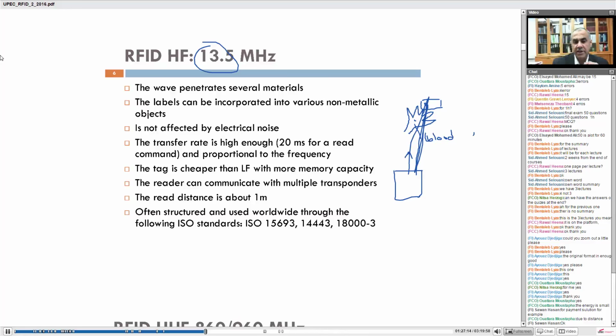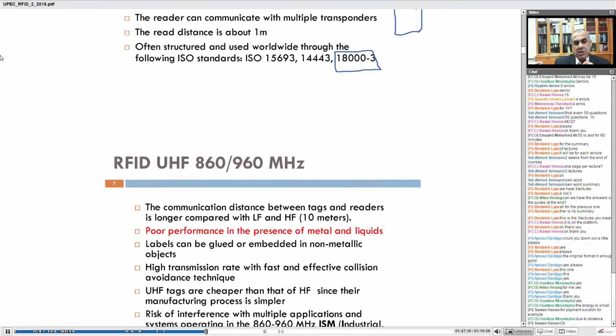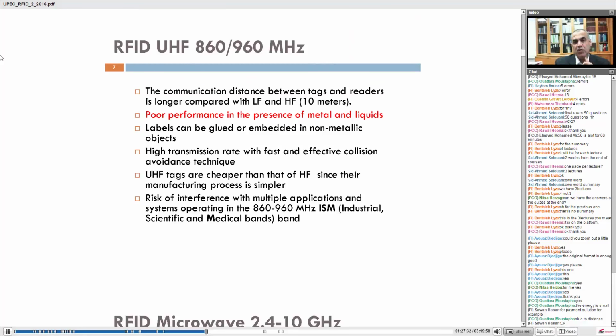So the standards are ISO 15693 and 14443, and the very important standard to remember is this one. So this is the subject of our third lecture, the classroom lecture, the standards.